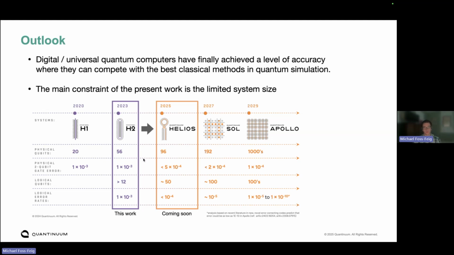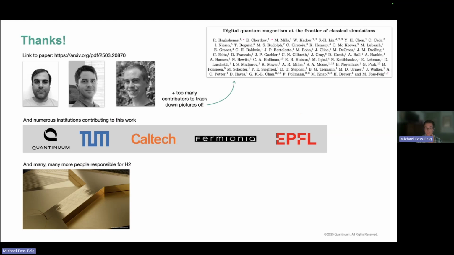So as we progress on the roadmap here, our very next quantum computer will have roughly twice as many qubits and better gate errors. I'm very optimistic that this will open up a lot of space for us to go down to lower temperatures and probe arguably more interesting quantum physics in a regime that remains out of reach of classical methods. So with that, I'll just wrap up and thank the many people who contributed to this work.